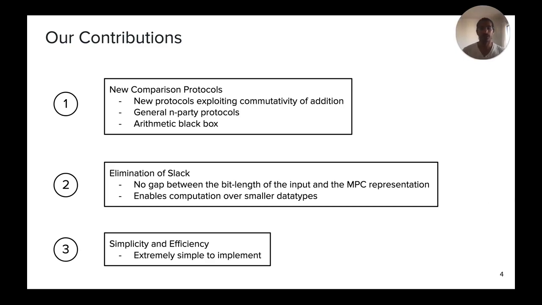And finally, our protocols are extremely simple to implement, and they are probably a handful of lines in MP-SPDZ, and that's something that Eleftheria will again bring up in her part of the talk.